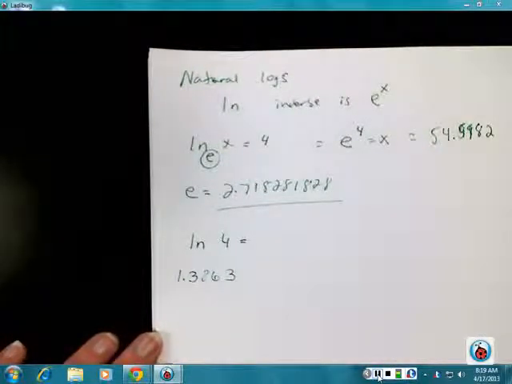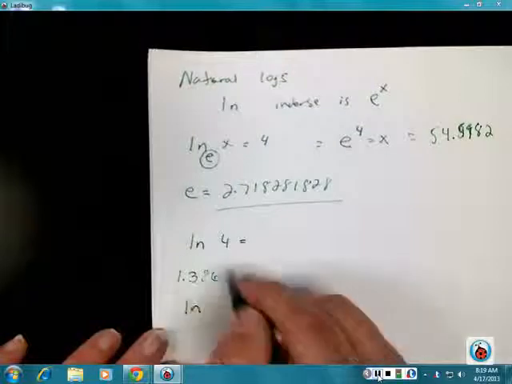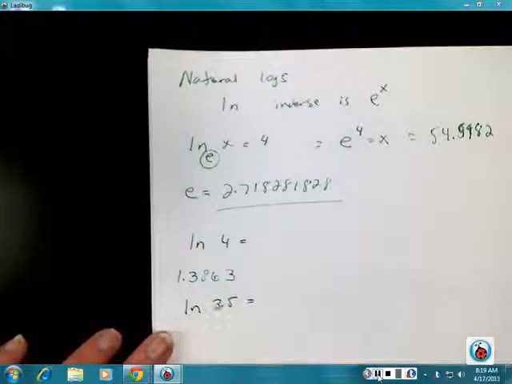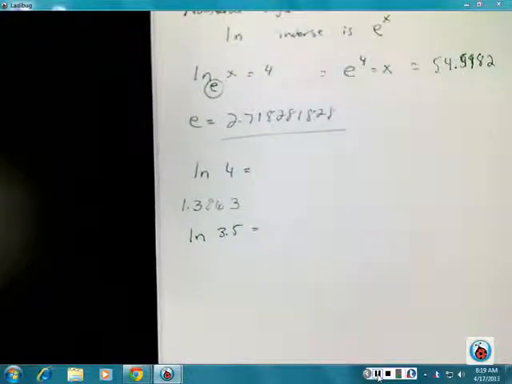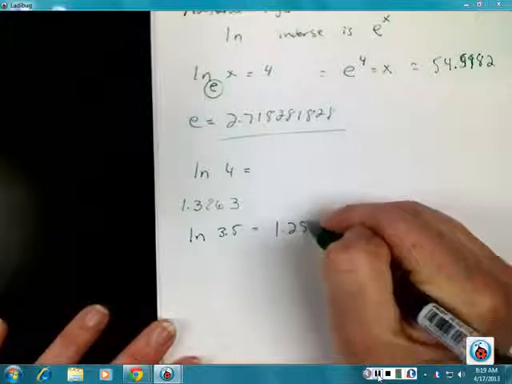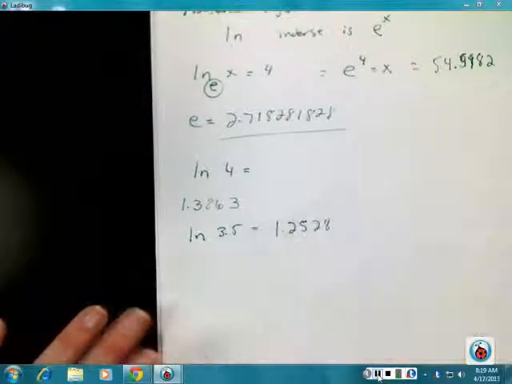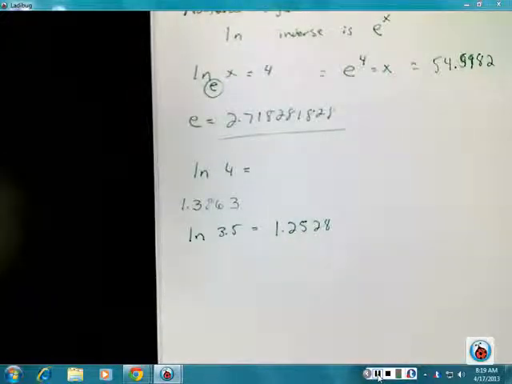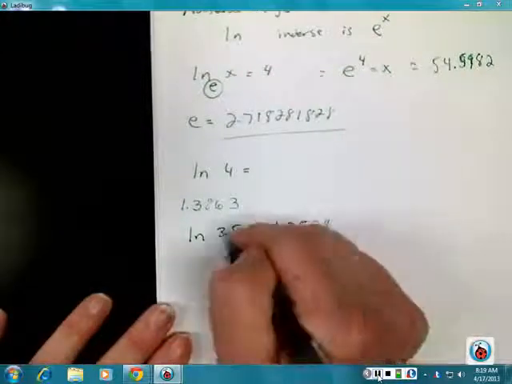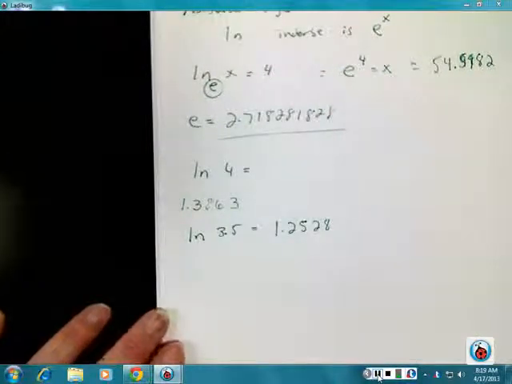How about the natural log of 3.5? What will I get? Natural log of 3.5, what comes out? 1.2528. Great. So probably the easiest section we've had all semester, right? There haven't been a whole lot of easy ones, but this one tends to be not so bad.